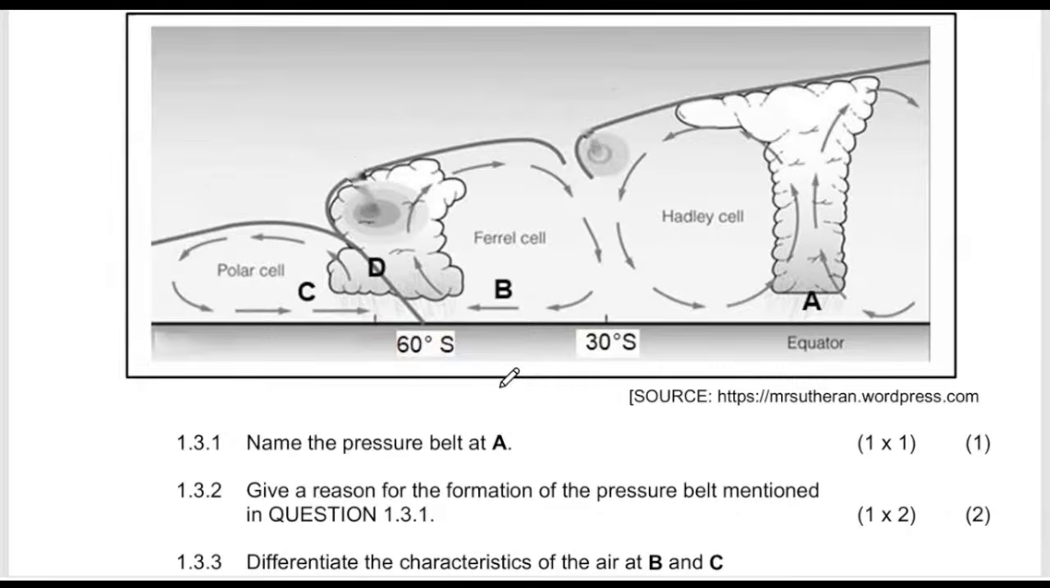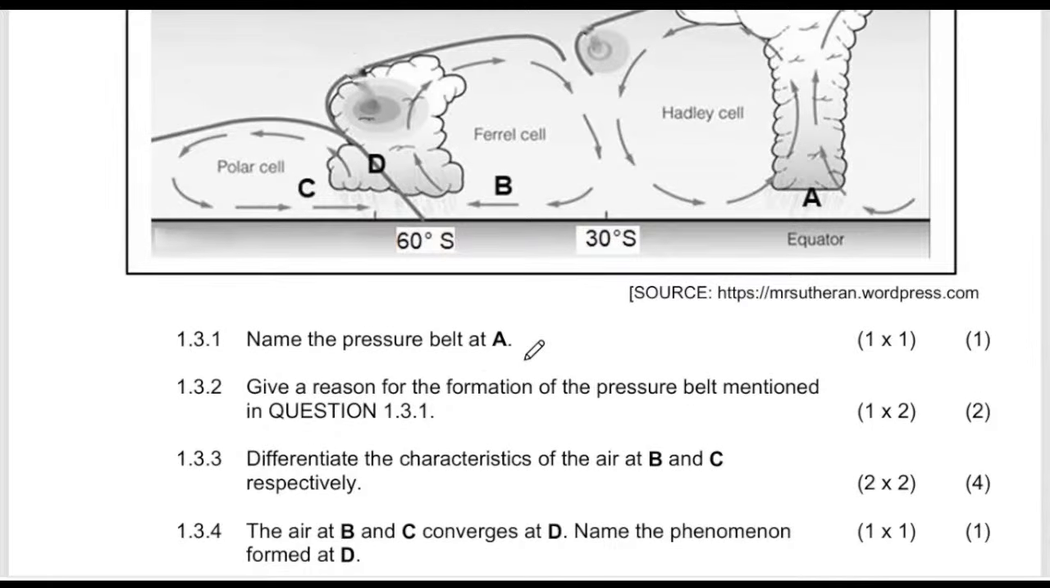The first question says, name the pressure belt at A. What is this pressure belt here? It's at the equator. So the pressure belt at A is called the equatorial low pressure belt.